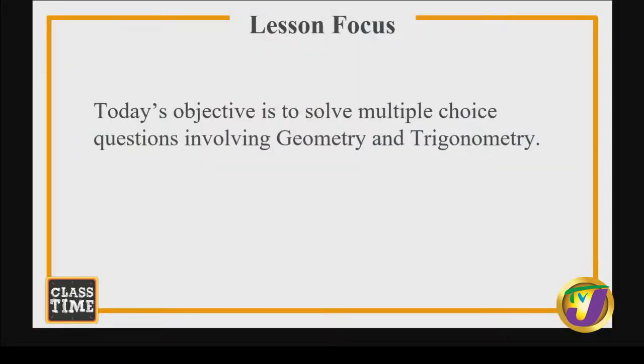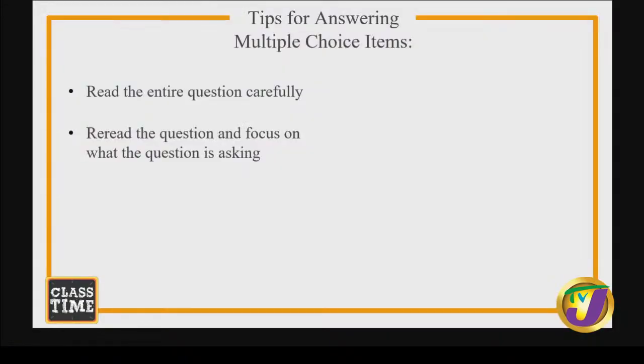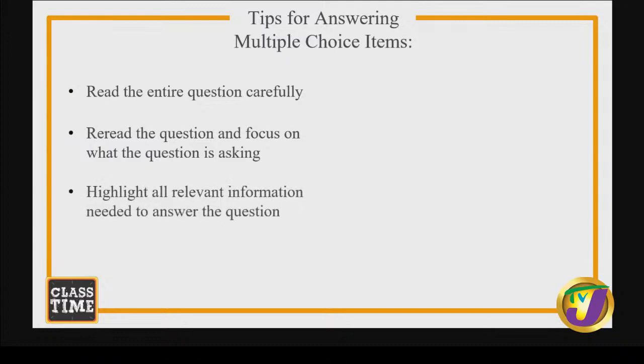The objective is to solve multiple choice questions involving geometry and trigonometry. But before we go into the finer details of what we'll be doing today, let's look at some tips for answering multiple choice items. The first tip is read the entire question carefully. Very important. You will need to get all the information that you need in order to answer the question. Reread the question and focus on what the question is asking. And then you need to highlight all relevant information needed to answer the question. That is good, Cassie. Eliminate wrong answers. And then decide on your plan.